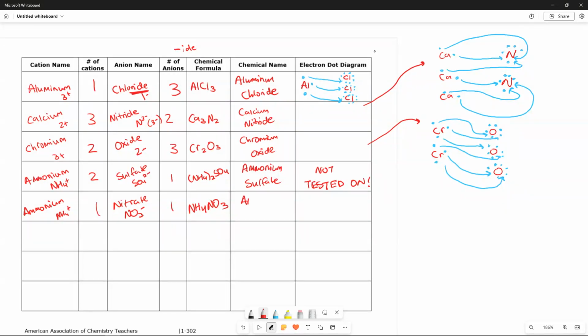Name for this is ammonium nitrate. Ammonium nitrate. Alright, and same deal here. You are not tested on this because these are polyatomic ions. So not tested on. And that is it for practice.